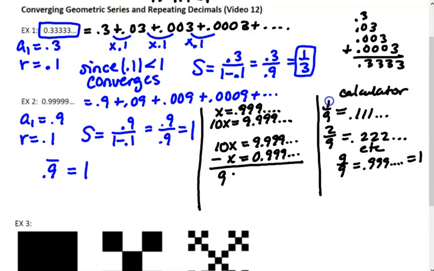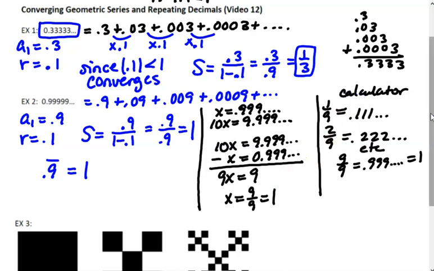On the left-hand side, I will get 9x. On the right-hand side, if I do 9.9 repeating minus 0.9 repeating, all of the repeating decimals subtract out, and I just get 9x equals 9. So x is 9 over 9, which is 1. And yet, x is also 0.9 repeating because I defined it to be that way at the beginning. So there's another proof that 0.9 repeating is actually 1.